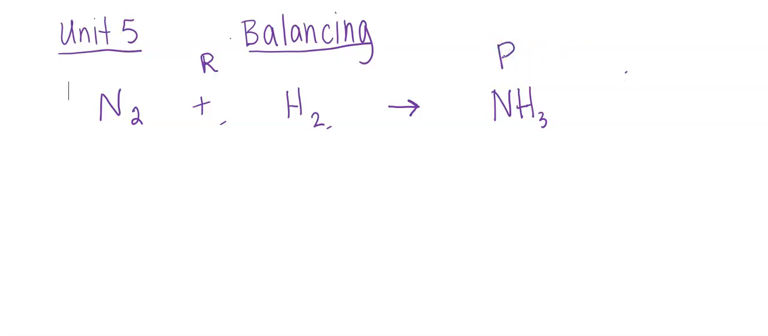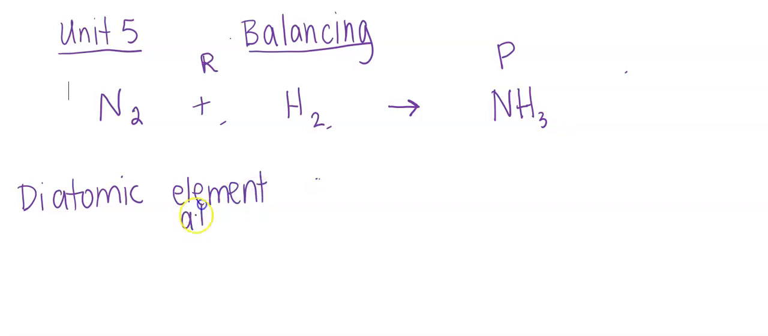In this case, we have a product. I also want to point out N2 and H2. So we have a nitrogen atom and we have a hydrogen atom. However, there's two of them. There's something that we need to make note of, and I'm going to write down the word here. It's called a diatomic element or atom, or atoms. What that means is that we have two atoms put together.